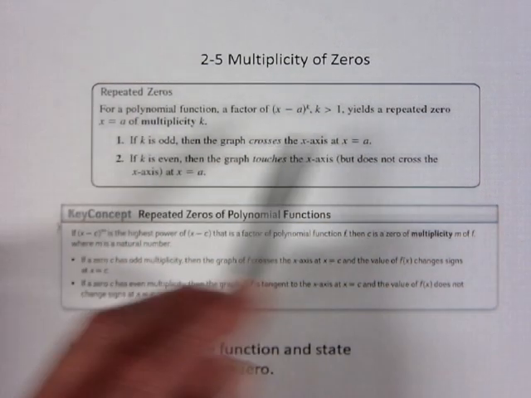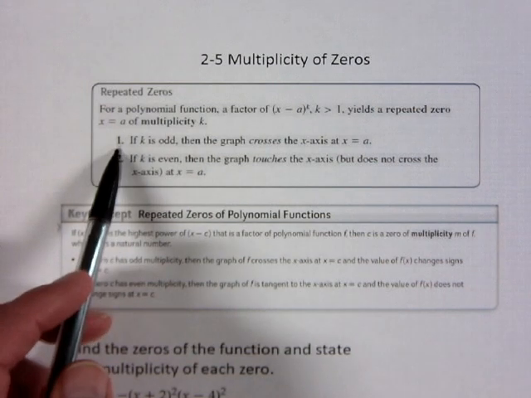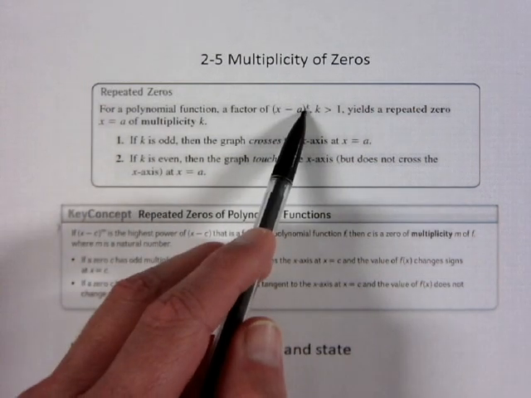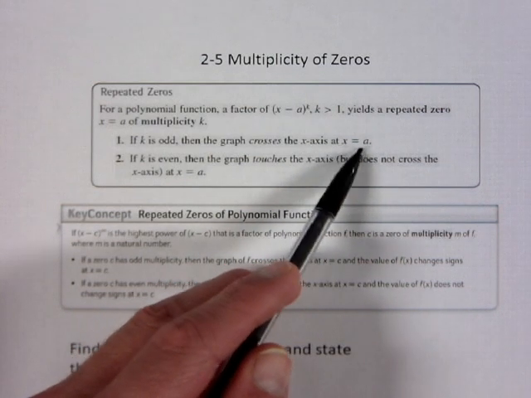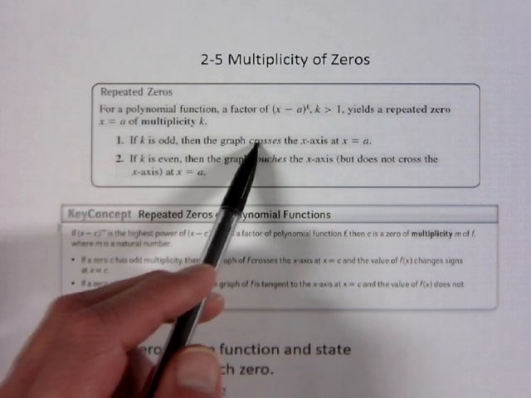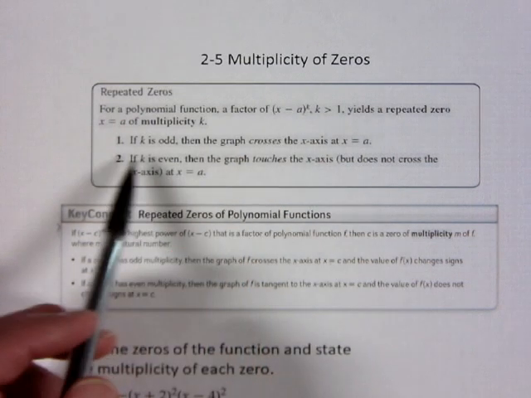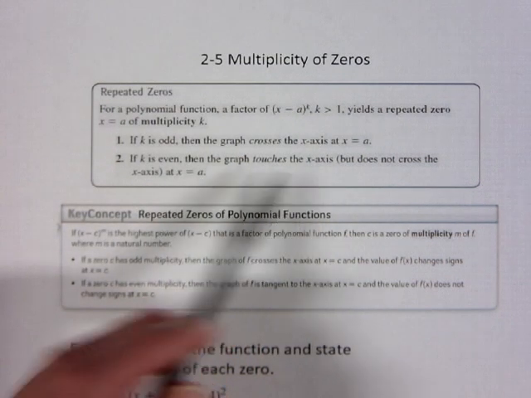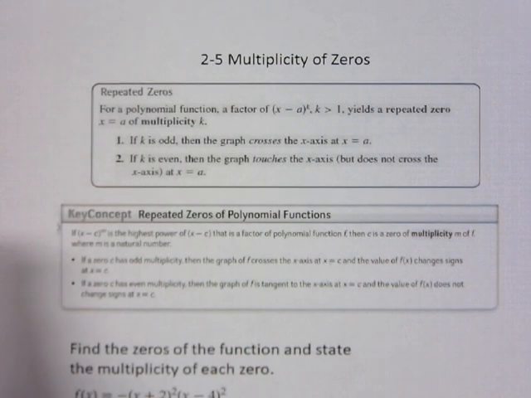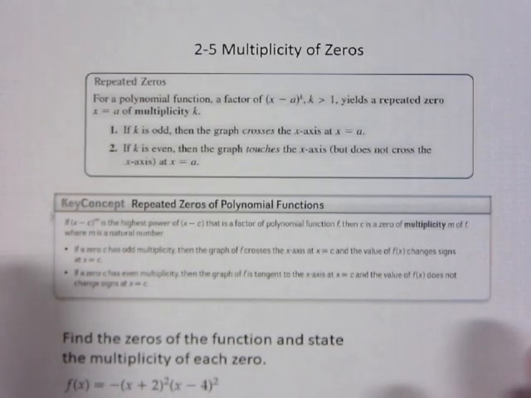Here, if k is odd, the power is odd, then the graph crosses the x-axis at x equals a, at the zero. It actually crosses if the power is odd. And if the power is even, then the graph just touches it, but it doesn't cross. So it goes back down the same direction. And we'll look at that on the graph in just a minute.